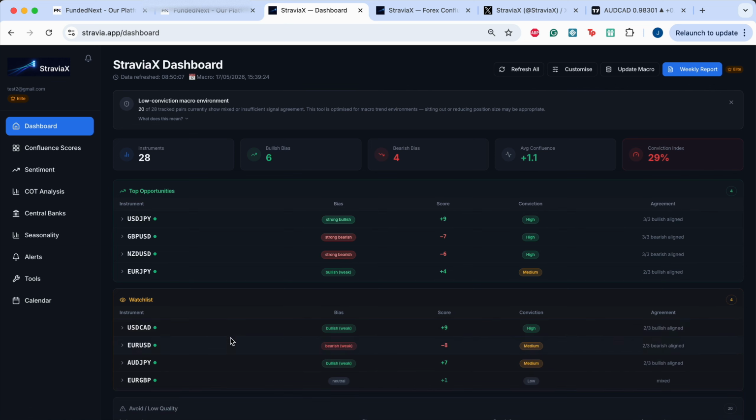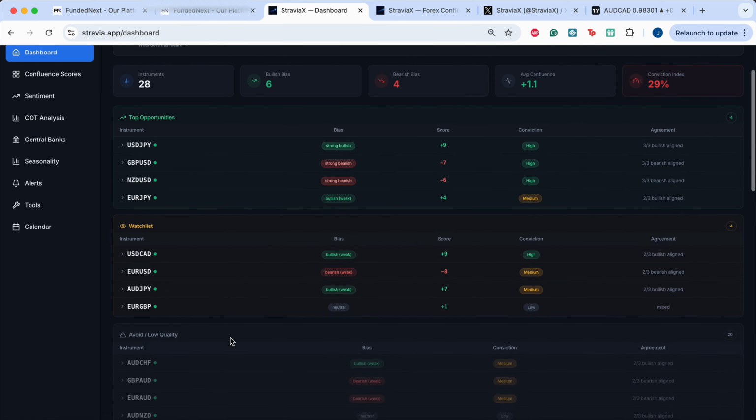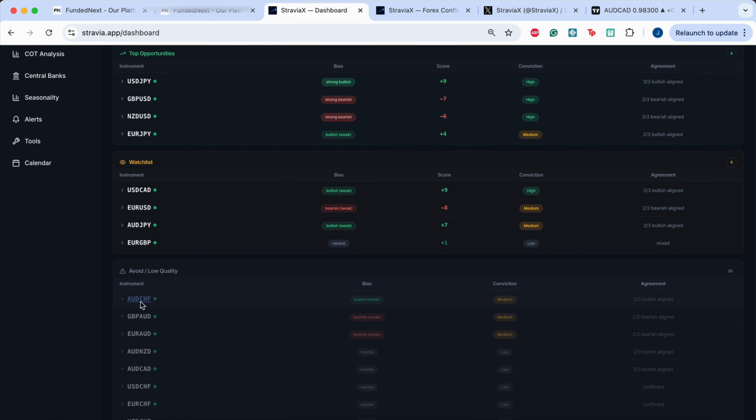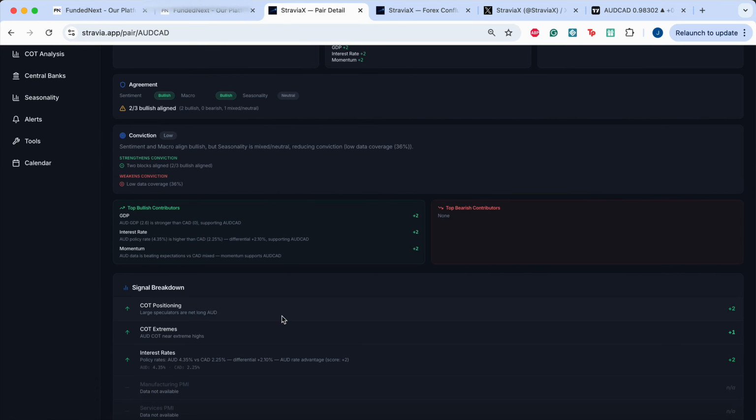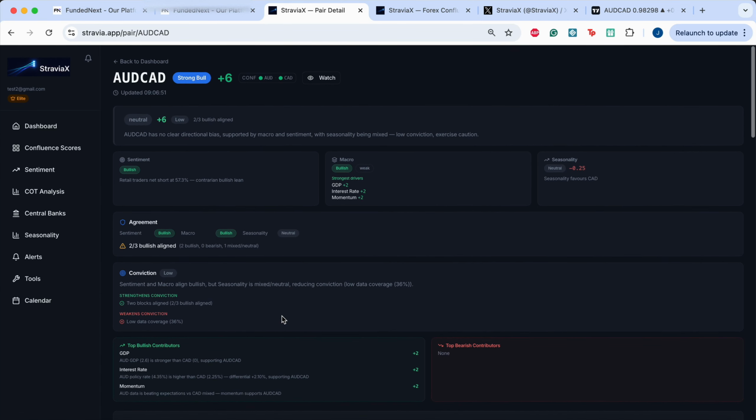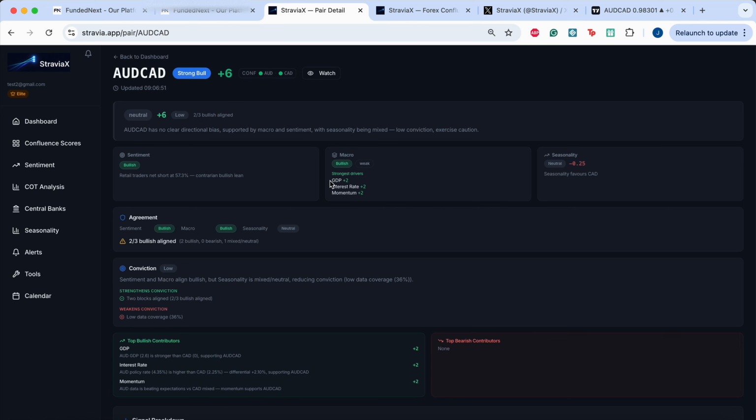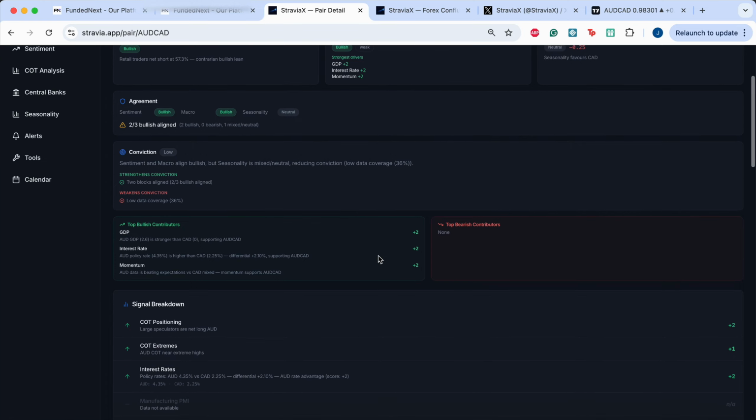But I'm diverting. Essentially, what I did for my trades is I had USD CHF, USD CAD, and EUR AUD as my trades. At the time, AUD CAD was pointing bullish, which it still is. It's still got the sentiment and the macros and the seasonalities neutral at the moment. So it was on my watch list, I think.